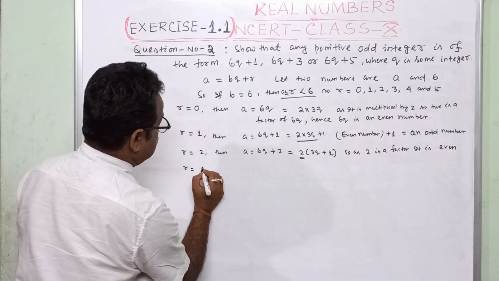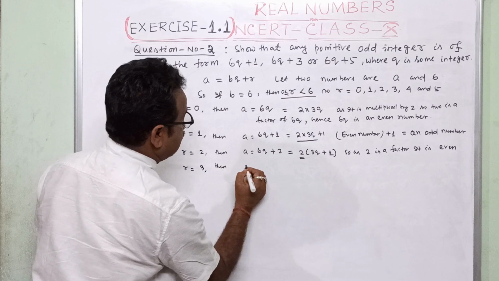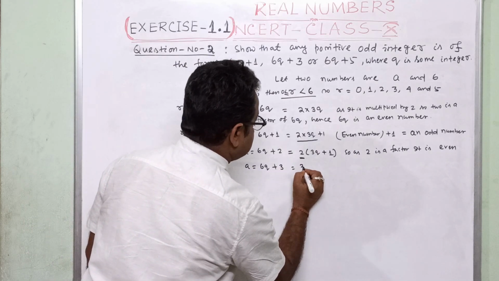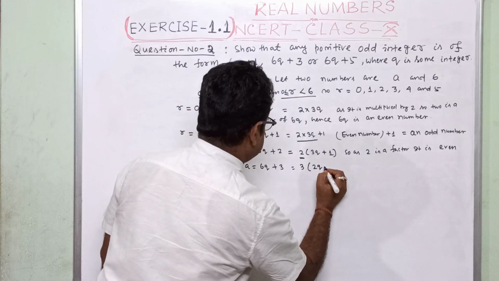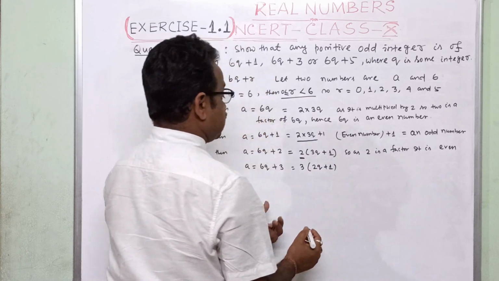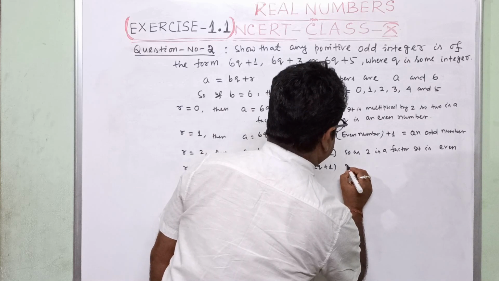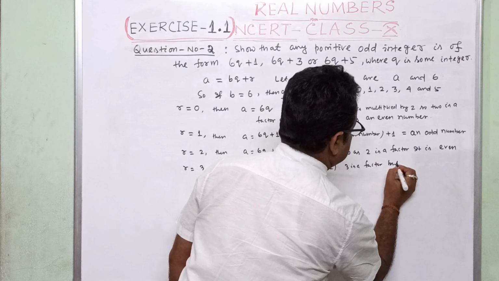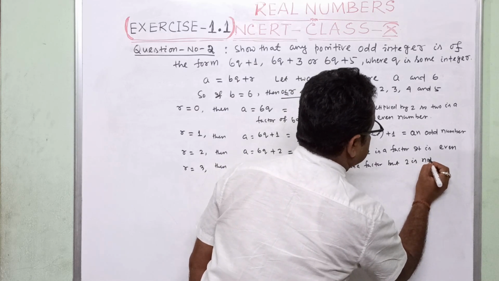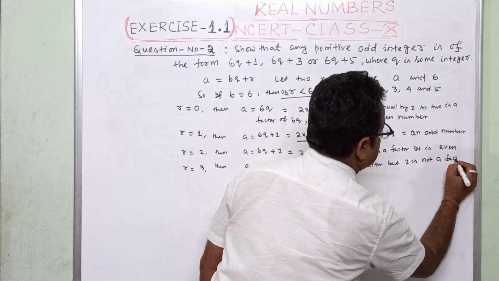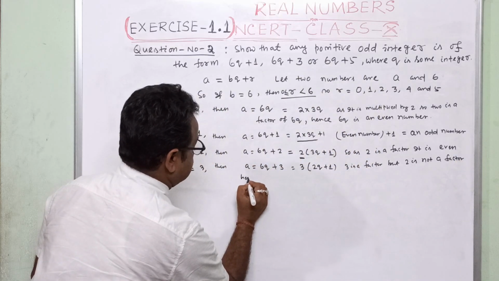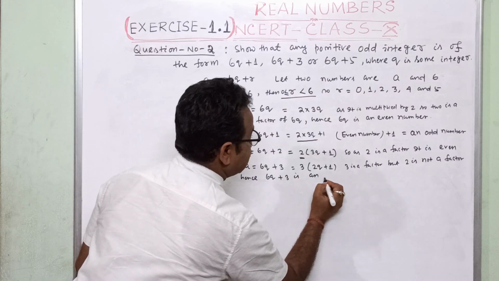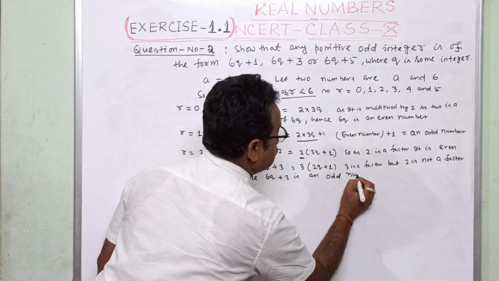Now r is equal to 3, then a is equal to 6 cube plus 3, which is equal to 3 into 2 cube plus 1. 3 is a factor, but 2 is not a factor. Hence 6 cube plus 3 is an odd number.